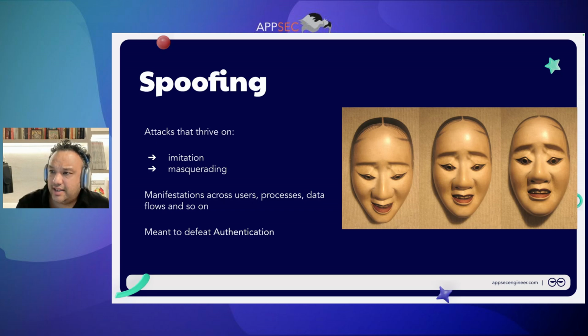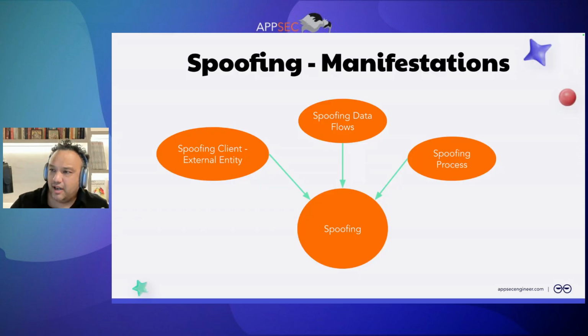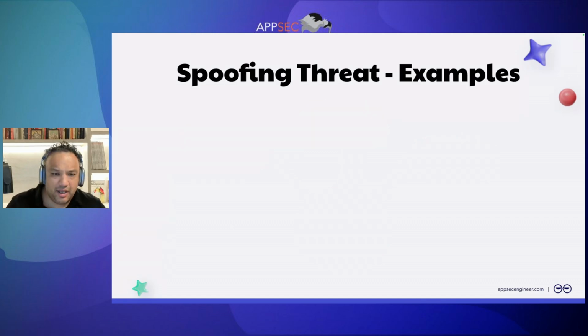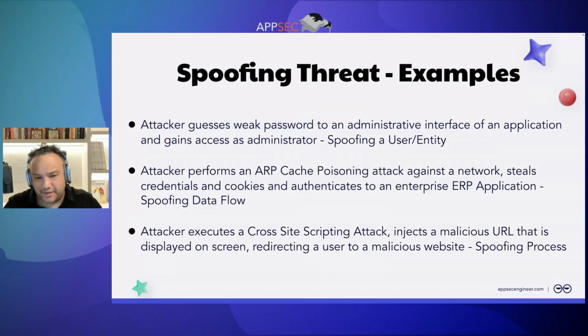So spoofing is an authentication related attack. Essentially, you can spoof processes, you can spoof entities, you can spoof data flows. So these are examples of spoofing, right? I already gave you some of these examples. I'm not going to go too deep into the examples simply because I don't have too much time, and I want to make sure that we cover whatever we need to cover. And the next one is tampering, right?